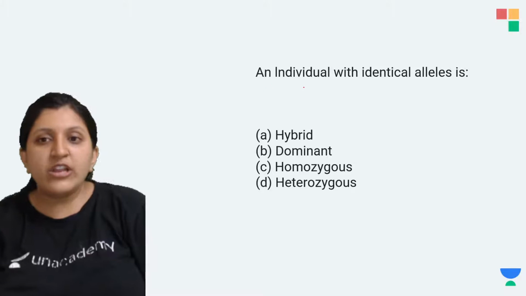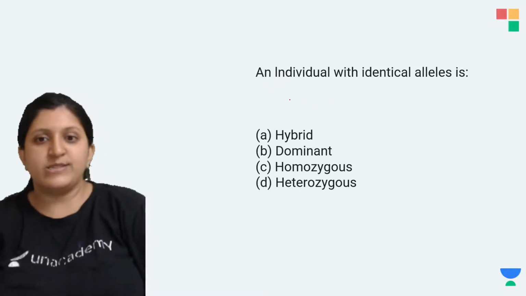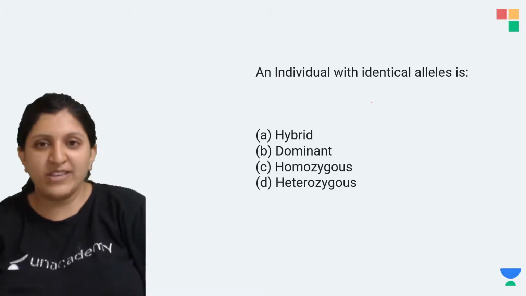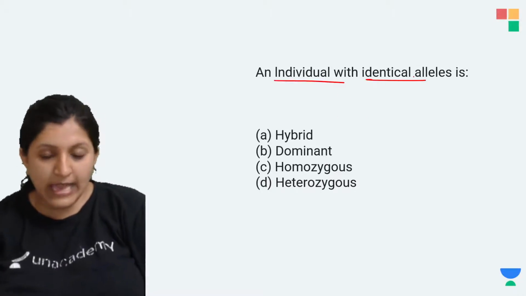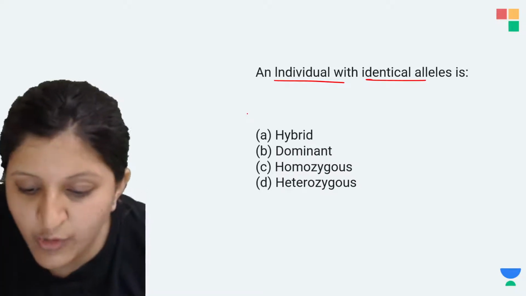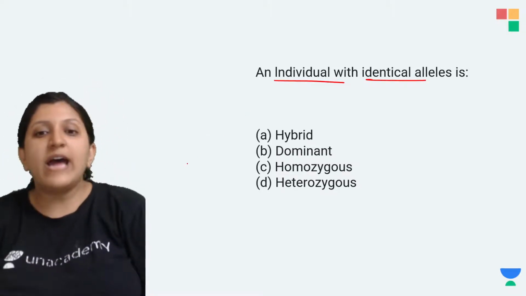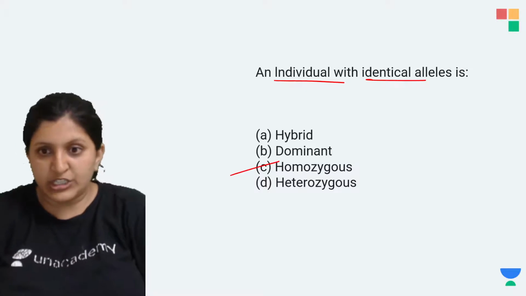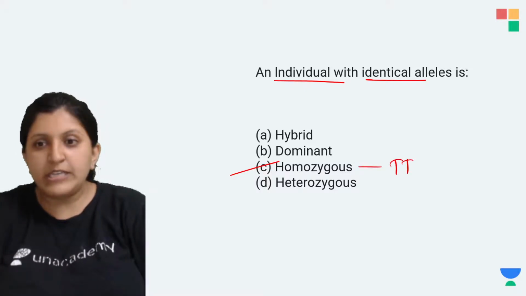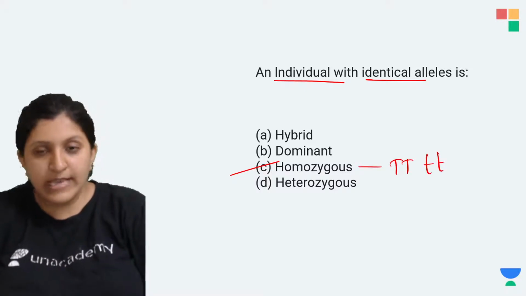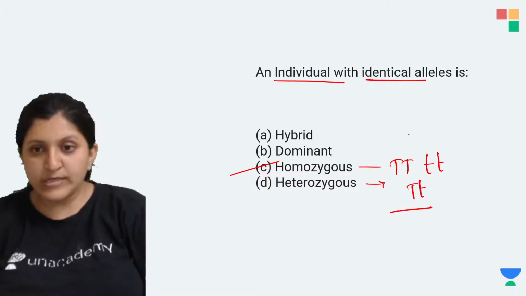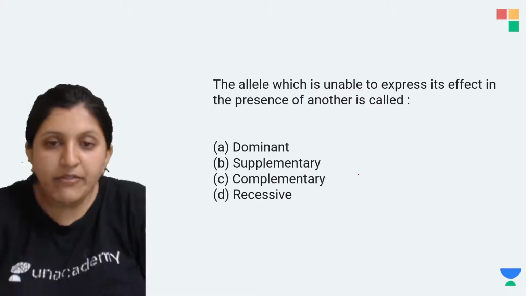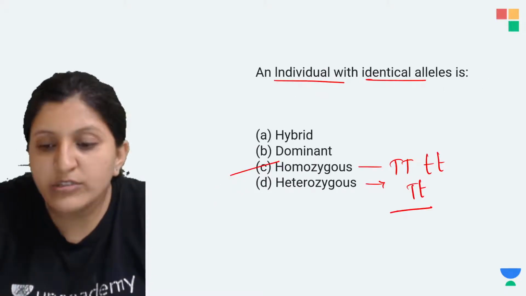An individual with identical alleles is: hybrid, dominant, homozygous, or heterozygous. So where can you find the identical allele? That is in a homozygous condition. The homozygous condition can be TT or tt. The heterozygous condition can be this one, Tt. Okay, so this is a heterozygous condition. So this is done, right?